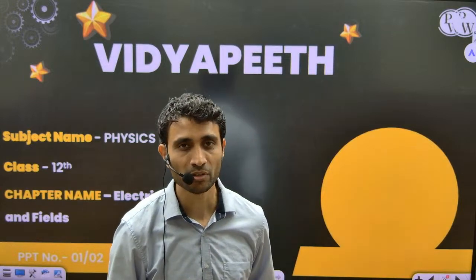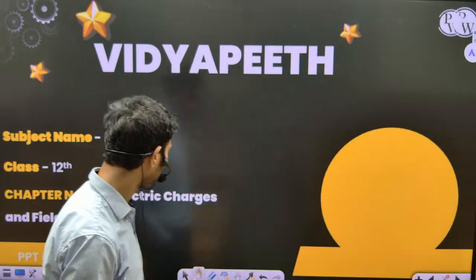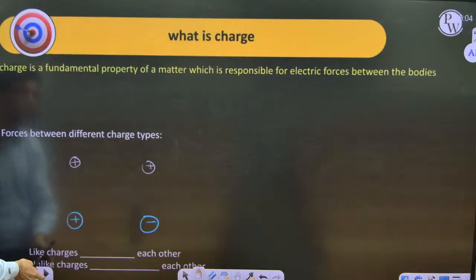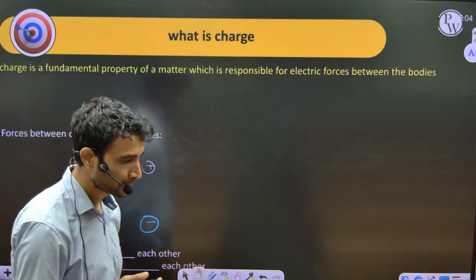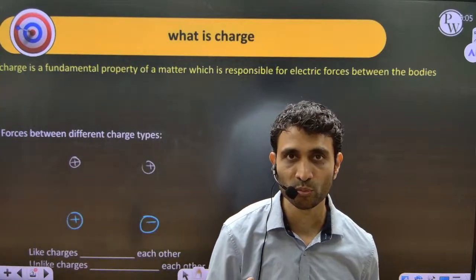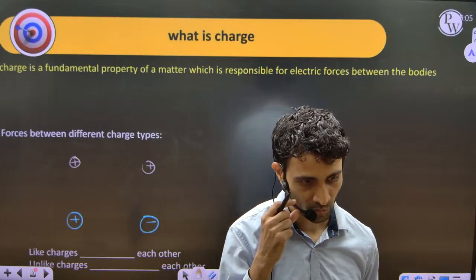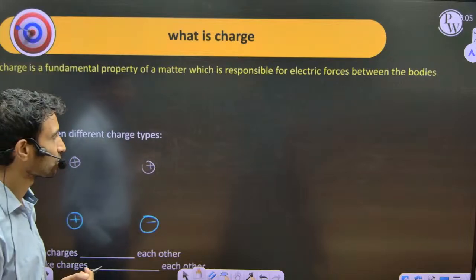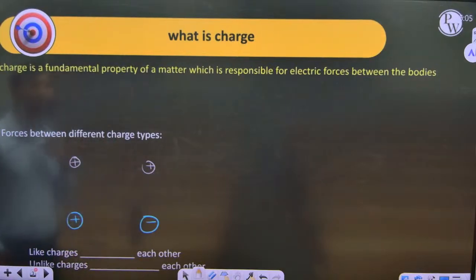Hello, good afternoon, everyone. We'll be starting with the first chapter of Wells today, and that is electric charges and fields. I'll first start with the basic aspects of this chapter. We'll talk about what charges are and what the properties of charge are, and then we'll delve into more complex aspects, that is, Coulomb's law, and then Gauss's law, and so on and so forth. Okay, so let us start with what is charge first of all.